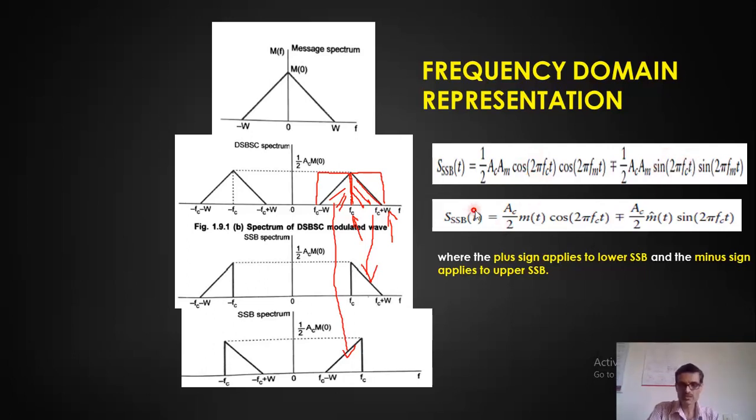Or we can also represent the equation of the SSB signal like this: Ac by 2 m(t) cos 2 pi fc t minus or plus Ac by 2 m cap(t) sin 2 pi fc t, where m cap(t) is the Hilbert transform of the message signal m(t). If I am transmitting only the lower sideband, then you have to consider the plus sign. If you are transmitting the upper sideband, then the sign will be minus. That is all. This is about the frequency domain representation of the SSB modulated wave.